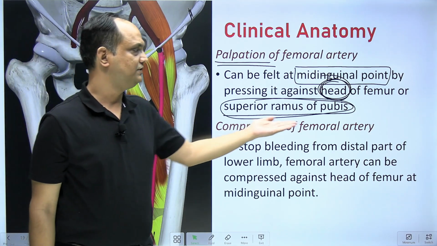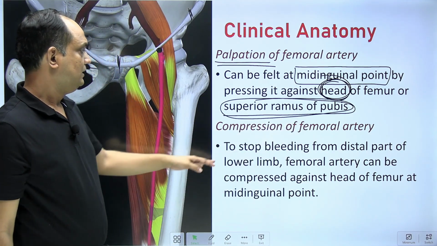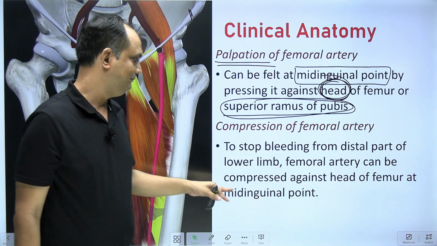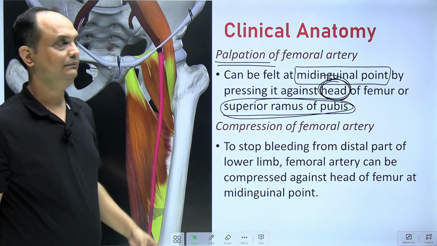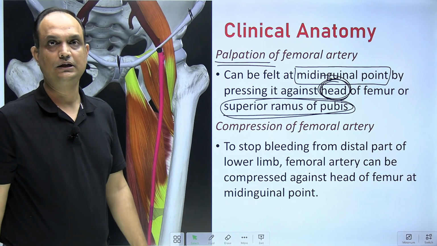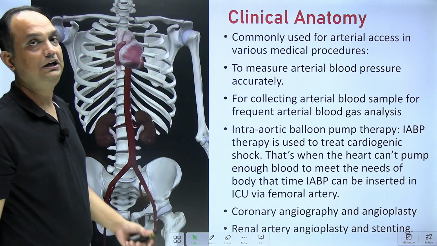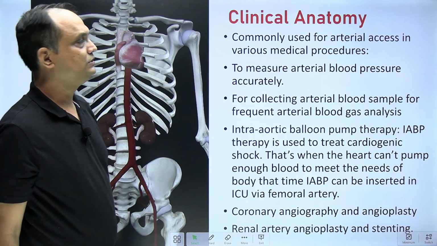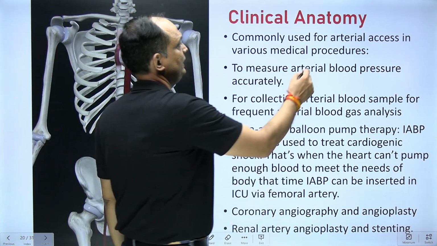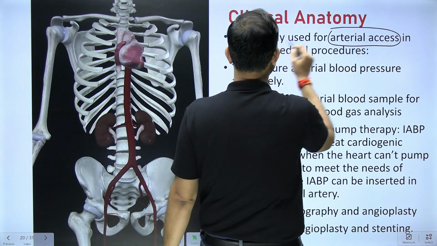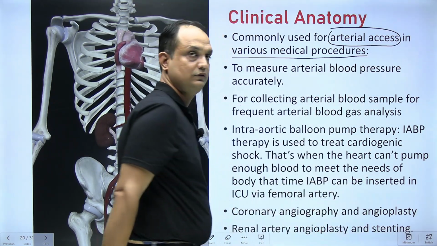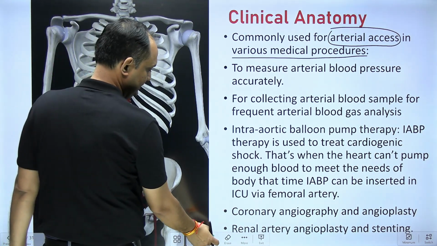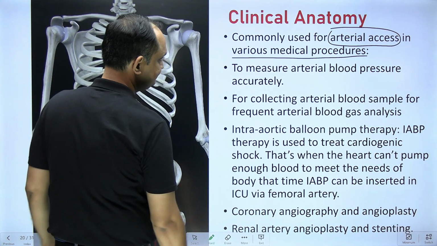Second use is compression of the femoral artery. To stop the bleeding from the distal part of the lower limb, femoral artery can be compressed against the head of the femur at this point. Clear? Now there are other multiple clinical uses of the femoral artery. It is used very commonly to access various medical procedures.